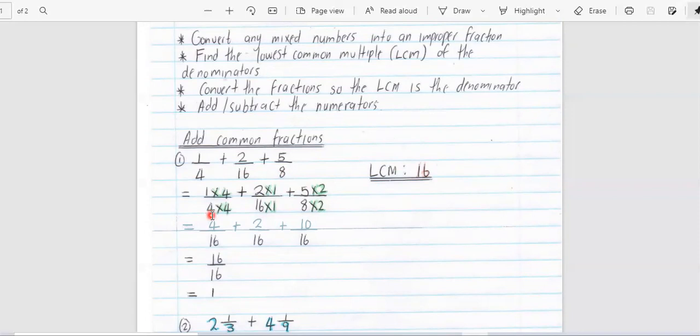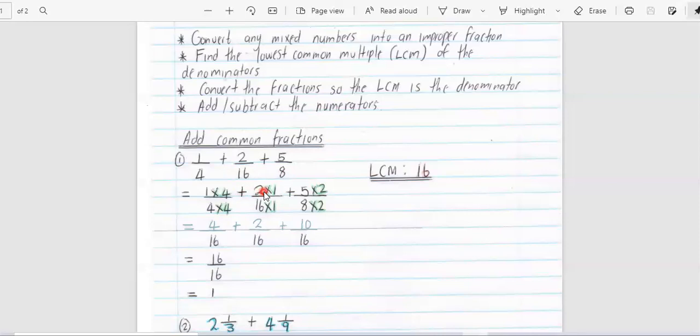Then the next task is to work with your LCM and your denominator. Ask yourself, what number must you multiply the 4 by to give you an answer of 16? You need to multiply this 4 by another 4 to give you the answer of the LCM, which is 16. Then you must do the same thing in your numerator. So you multiplied your denominator by 4, and you must also multiply your numerator by 4.